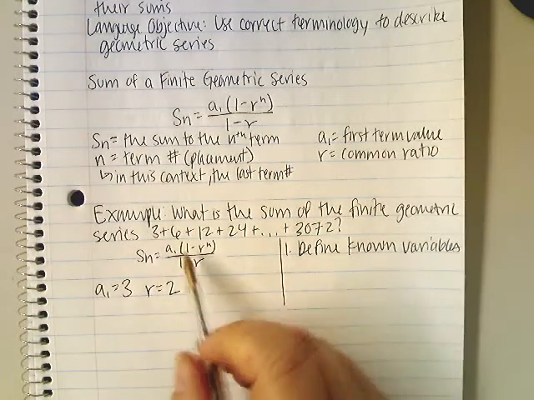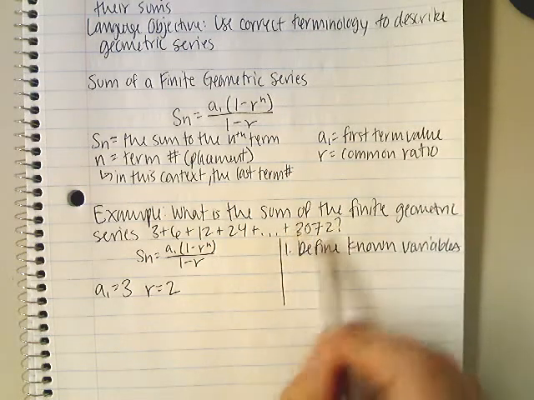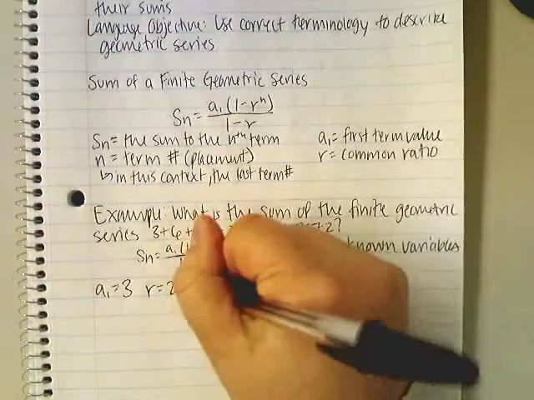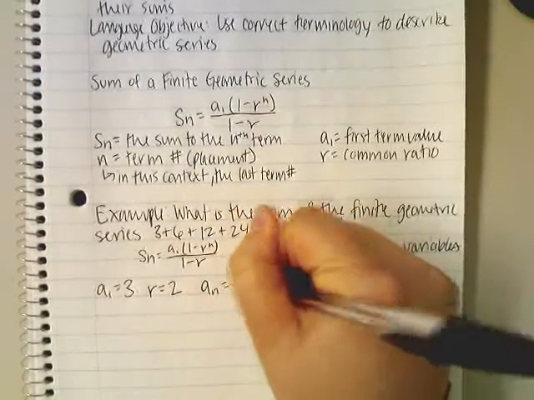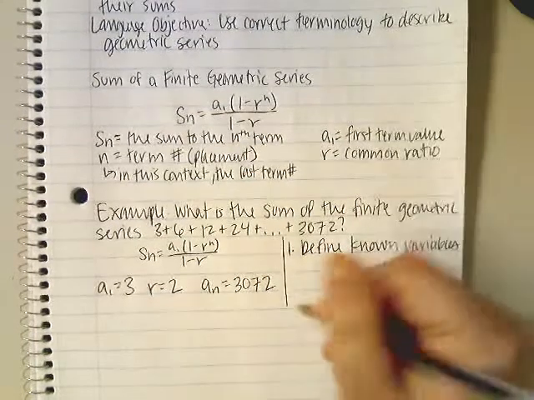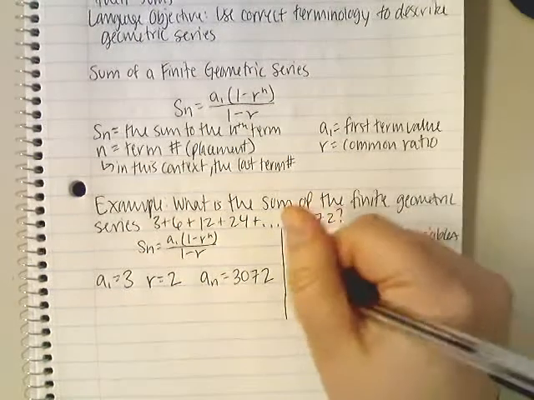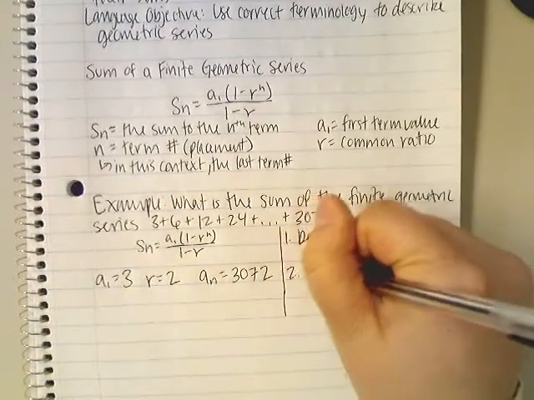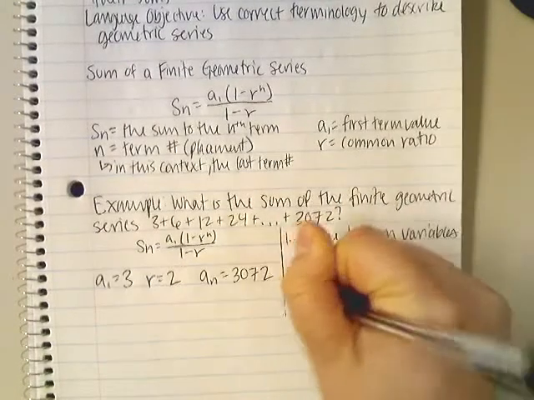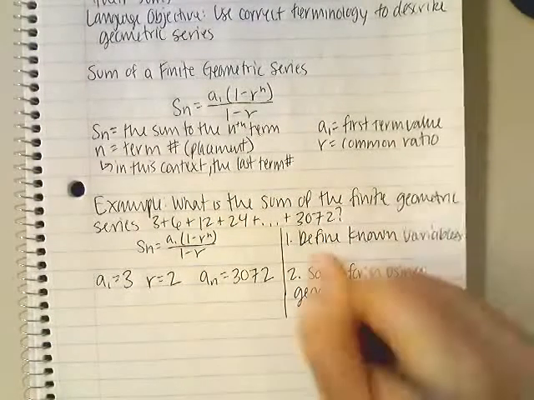In this problem, I don't know my n value because I know the last term value but not the term placement. So I don't know where in the list 3072 falls, but I know it's the value of my last term. So I'm going to say I know an is equal to 3072. Problem is I don't need an, I need n. So what I'm going to have to do in this case is solve for n using my geometric sequence formula.